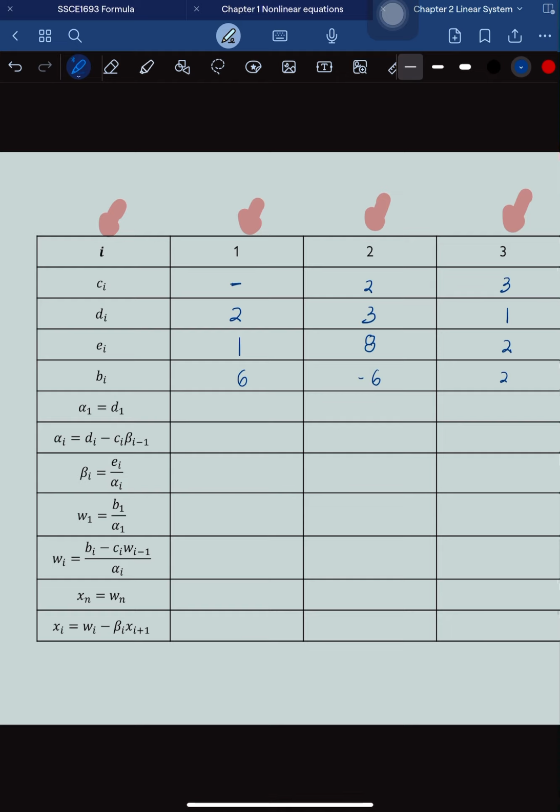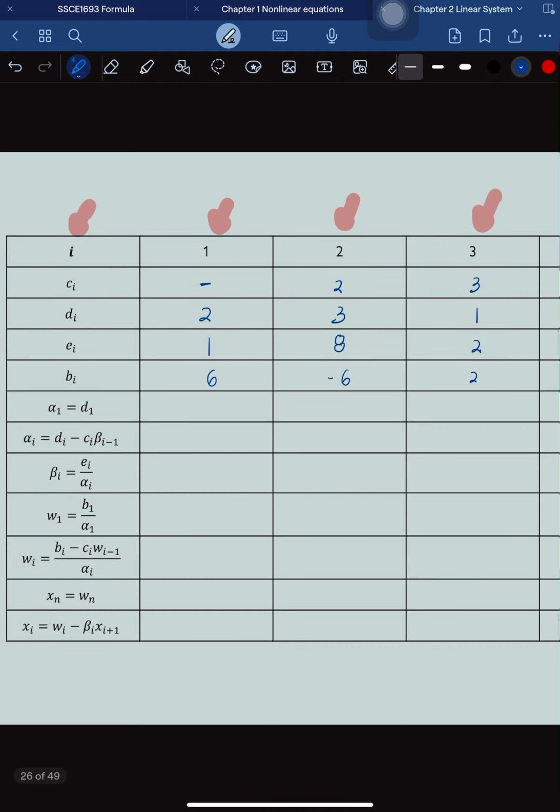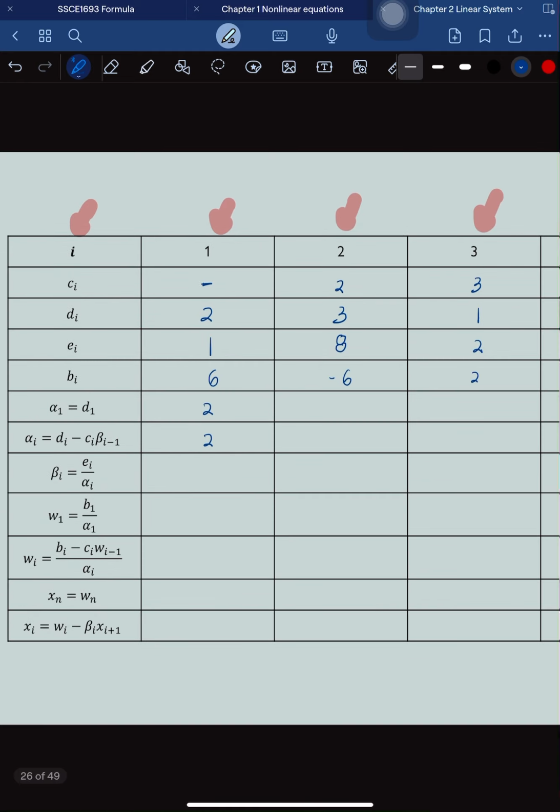So alpha 1, follow the formula. Alpha 1 will be equal to D1, so equal to 2. You only use this formula for alpha 1 equal to D1. But if you want to calculate the others, you need to use this formula.